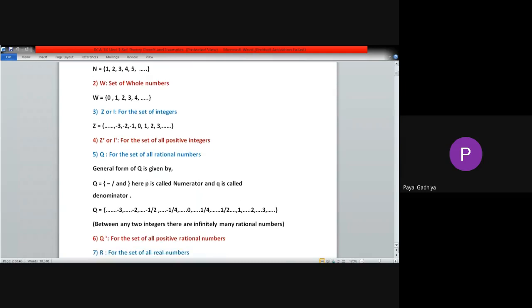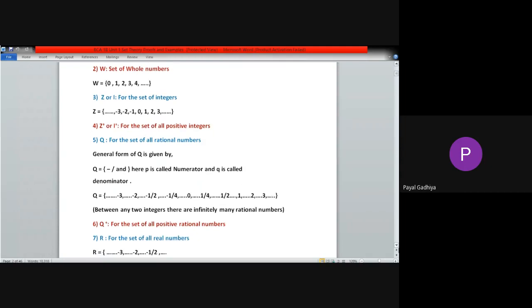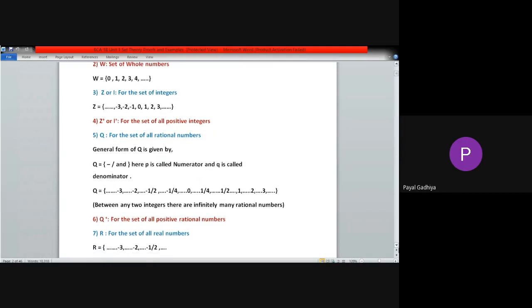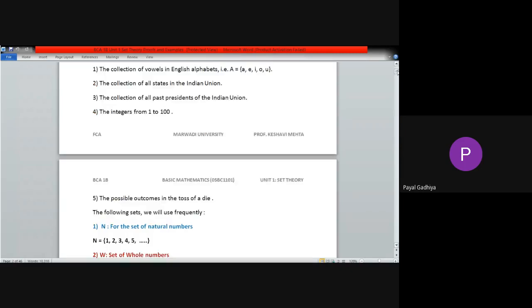Then the next set is Q plus, all positive rational numbers. You just have to delete all the negative numbers from Q. And the last is R, which is the set of all real numbers. Every number will be part of this real number set: rational numbers, positive numbers, natural numbers, integers, and whole numbers. It will contain irrational numbers also.